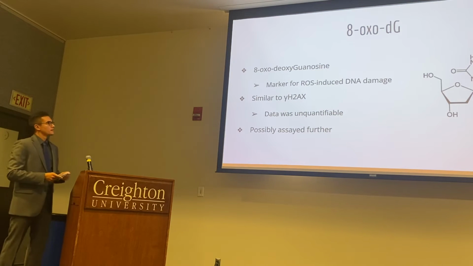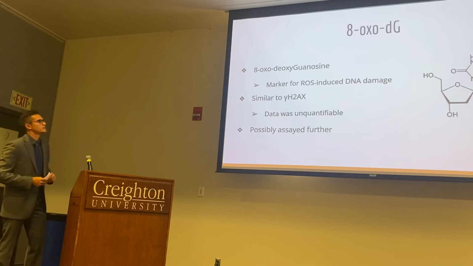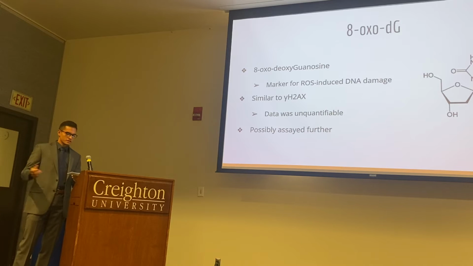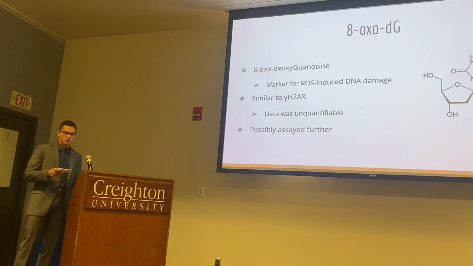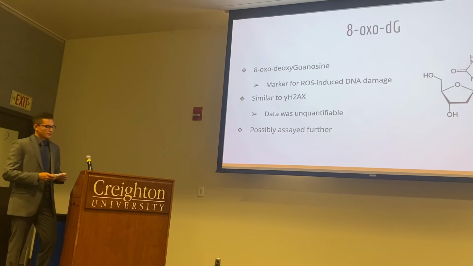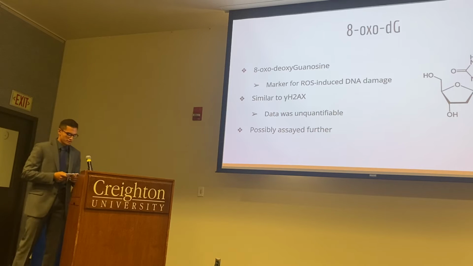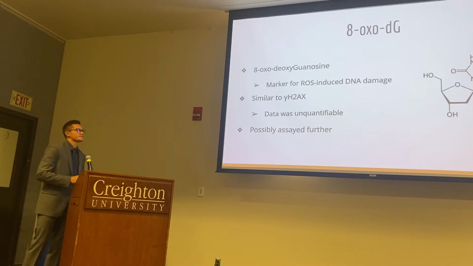So, 8-oxodeoxyguanosine was the last marker for reactive oxygen species-induced DNA damage I looked at. Unfortunately, this marker was even less quantifiable than the gamma H2AX samples due to the smaller amount of positive cells on the epidermal imaging. These samples could be assayed further to see if Pro-NP reduces this marker, but unfortunately there wasn't enough time this summer.